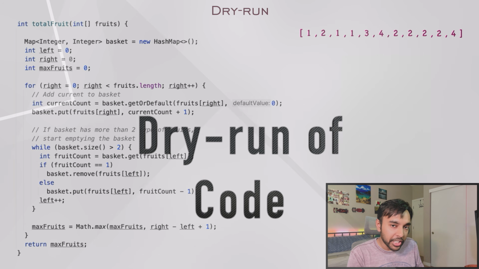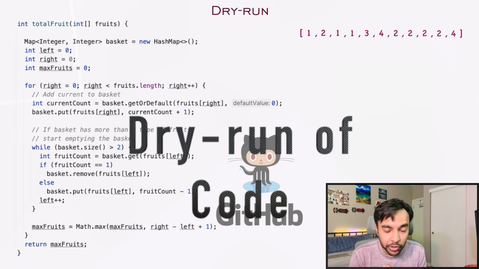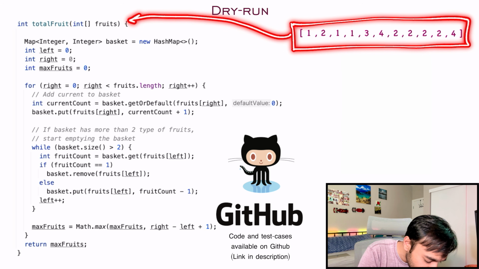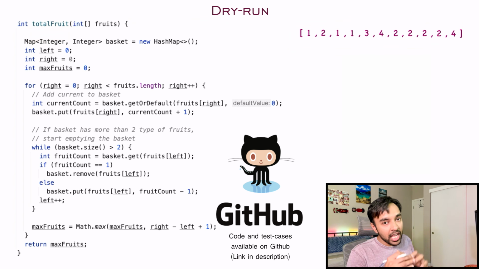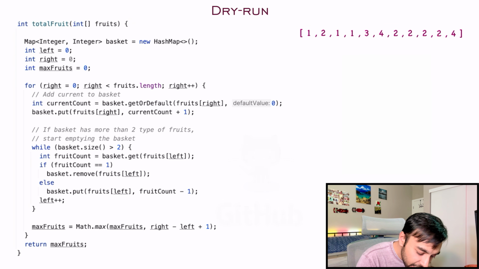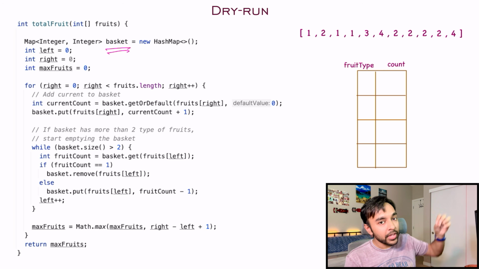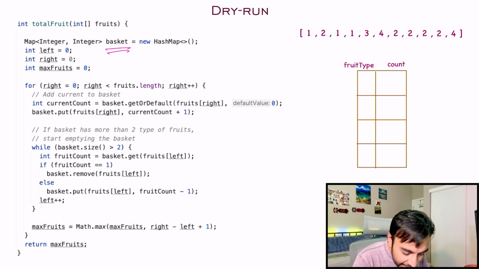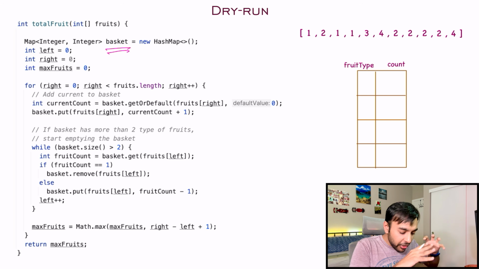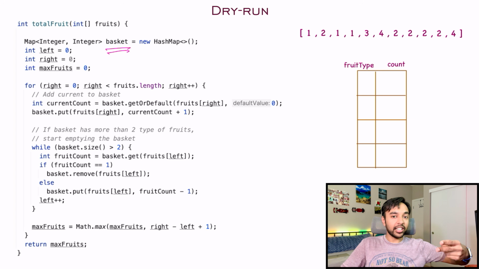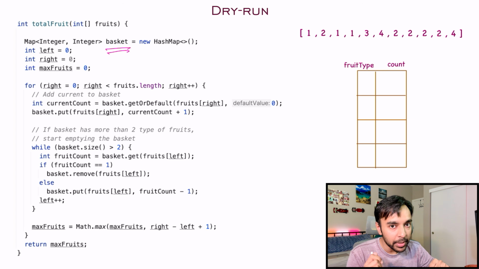On the left side of your screen, you have the actual code to implement this solution. And on the right, once again, I have a sample array that is passed in as an input parameter to the function totalFruit. The first thing that we do is we create our basket. And this basket will be a hash map. So basically, it will tell me that, hey, this is the fruit type and this is the count of the fruits. We just need to make sure that we only have two different types of fruits in our basket, right? Because that is the problem limitation.